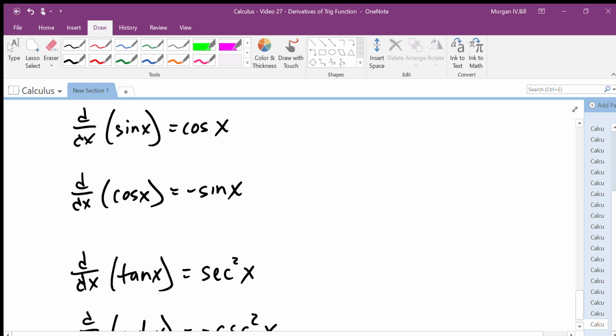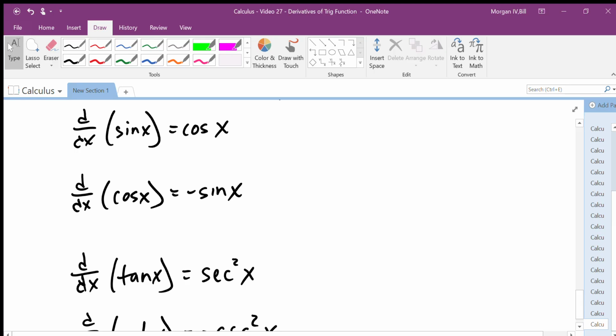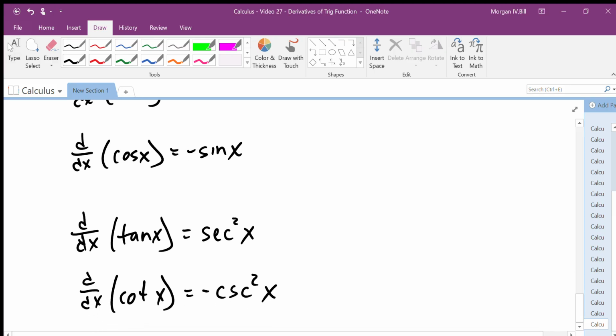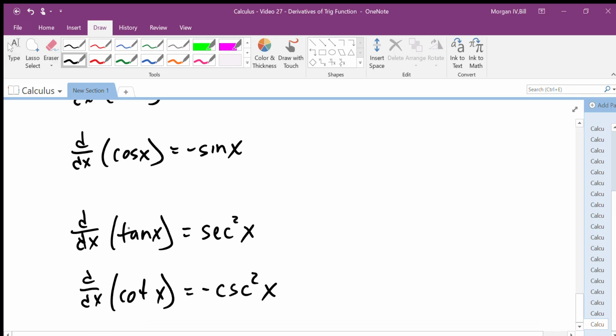There's a little bit of a pattern here where the derivative of sine of x is cosine of x, the derivative of cosine of x is negative sine of x, so those two are related. The tangent and cotangent one are also related. The derivative of tangent of x is secant squared. The derivative of cotangent of x, like secant squared and cosecant, right? Those are co-functions. So the derivative of cotangent of x is the cosecant squared of x, but it's also negative.